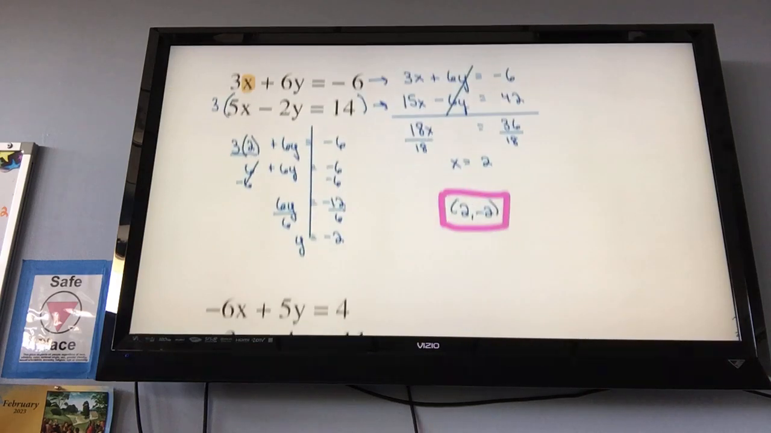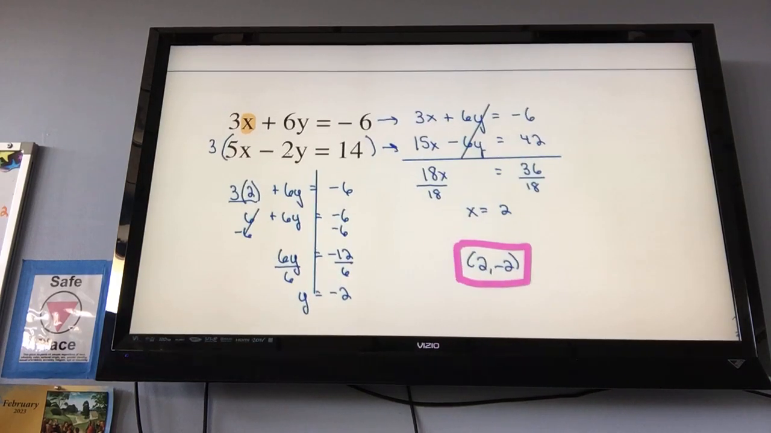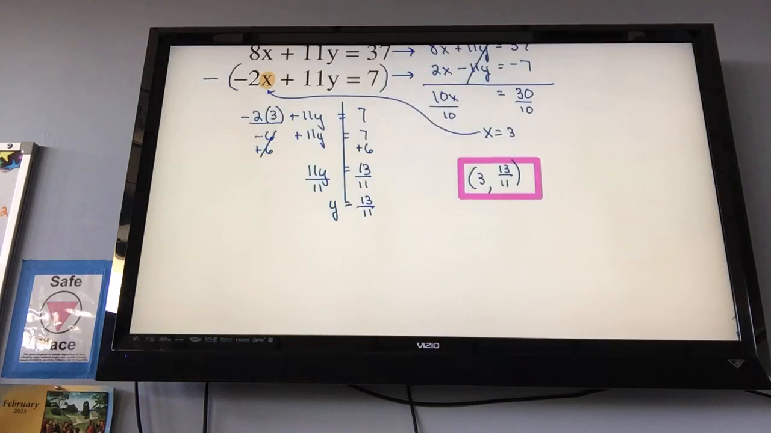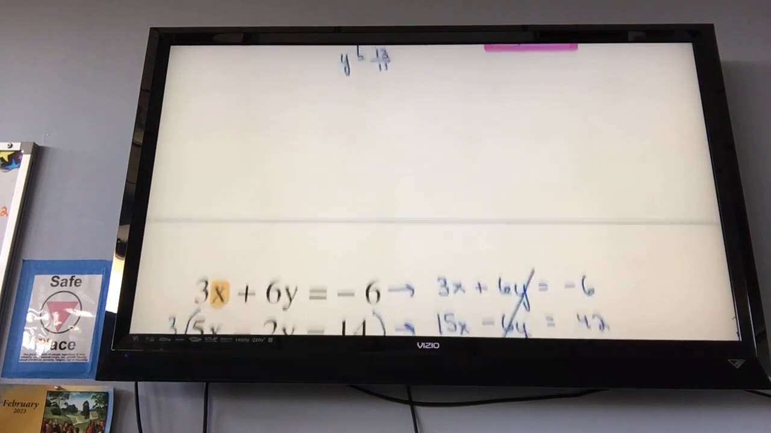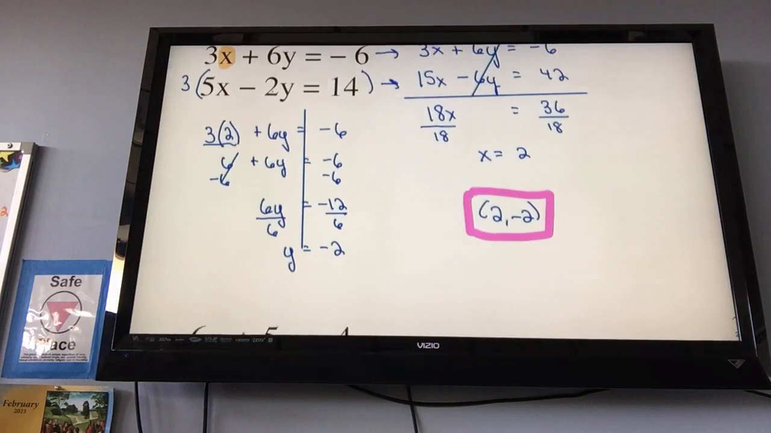On the second and third one, what were the ordered pairs? Always x first, so 3, 13 elevenths, and then 2, negative 2.